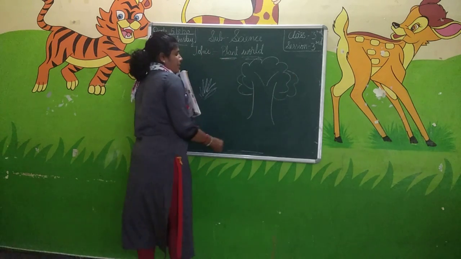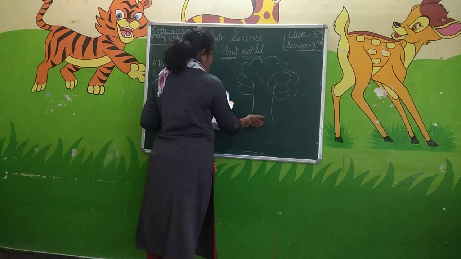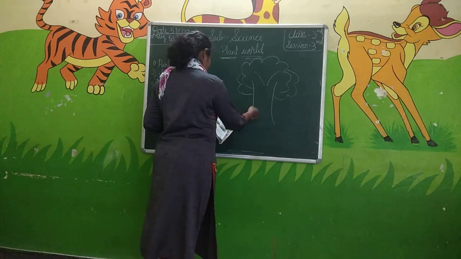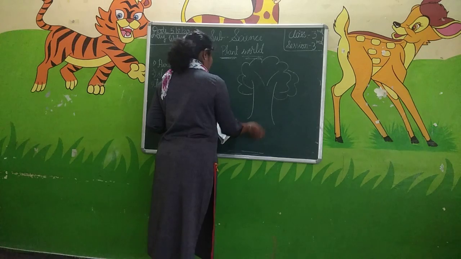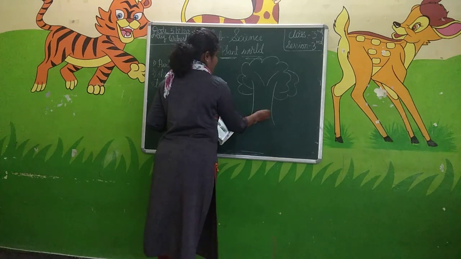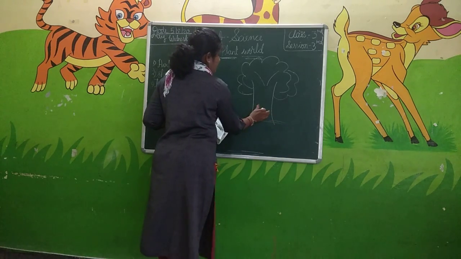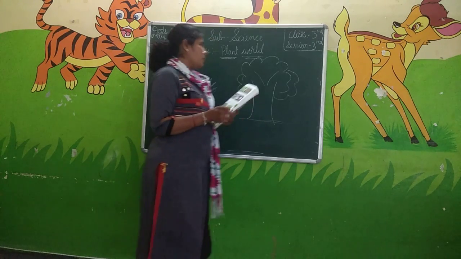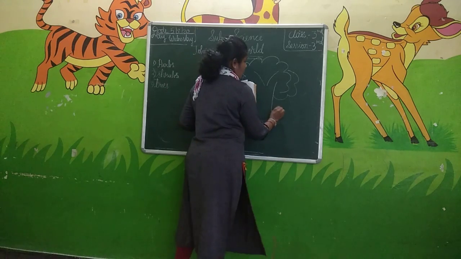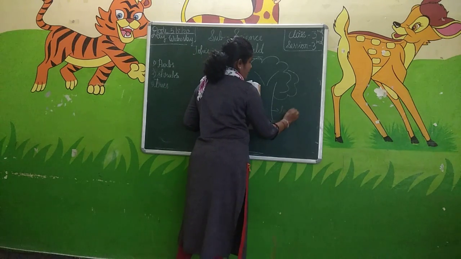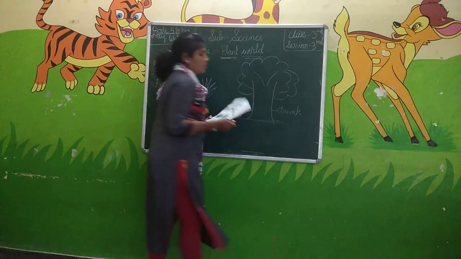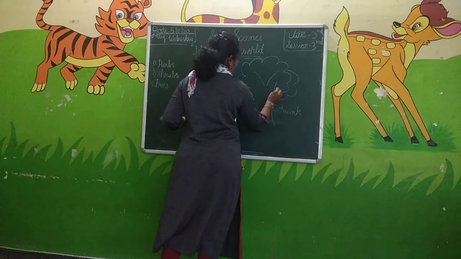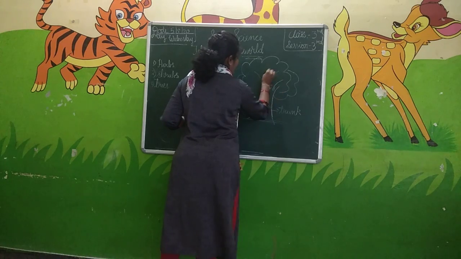Okay, when you observe the tree, it is very broad and very big. After the ground, you can see a part that is very strong and very hard. We call it a trunk. What do we call that? Trunk. And it has so many branches also. For a tree, you can see so many branches in that.